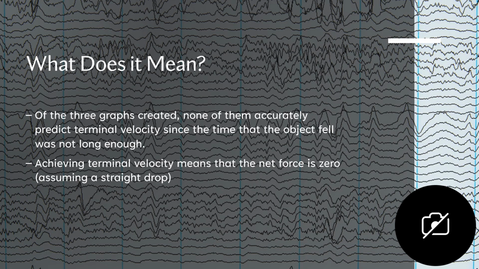So what does it mean? Or more specifically, what does terminal velocity mean? Terminal velocity is essentially the maximum speed at which an object falls once the force of drag is equivalent to the force of gravity. Of the 3 graphs created, none of them actually depicted terminal velocity, because the time the object fell was not long enough. And achieving terminal velocity means that the net force is 0, assuming a straight drop, as that means that the gravity force and the drag force are equal.